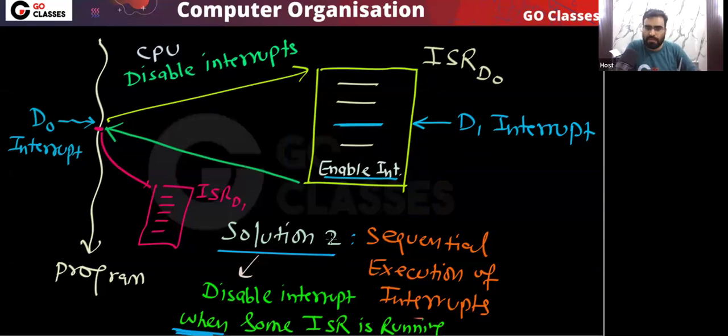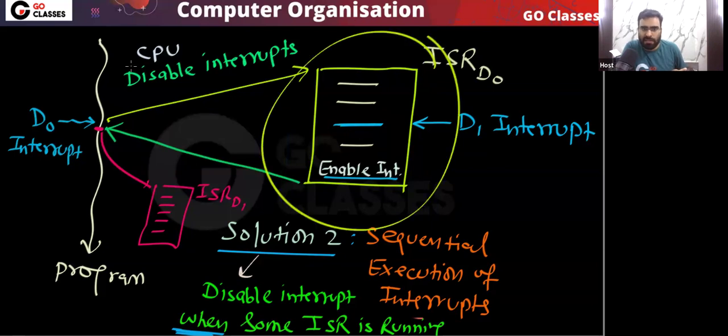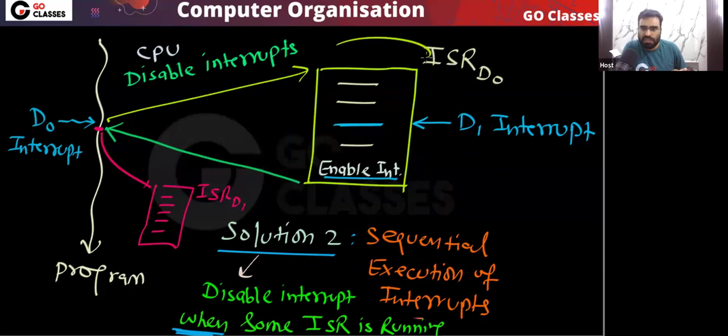Can anyone find a problem in this solution? Anyone, please give me one problem. When the ISR is running, we are disabling the interrupt, so when this ISR is running, the CPU is not checking the interrupt.